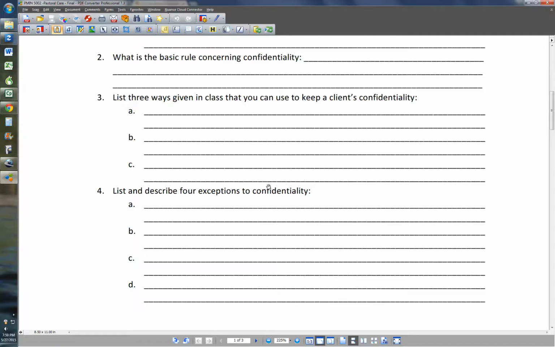Number 4, list and describe 4 exceptions to confidentiality. So a few of those could be a written agreement. Medical professionals might need some information. A court subpoena is another one. If the client reveals he's going to do harm to someone else, suicide, child abuse, those are all exceptions, right?